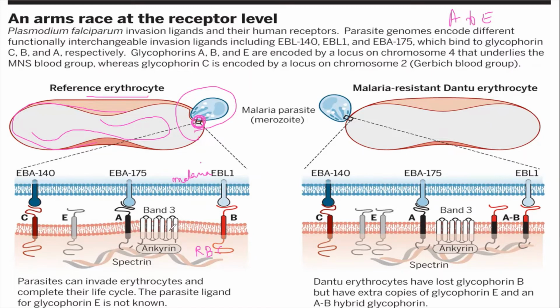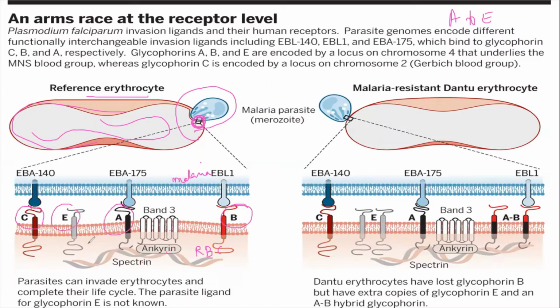What is the work of ankyrin? It keeps band 3 and spectrin connected. So ankyrin is your peripheral protein. Band 3 is your transmembrane protein or integral protein, right? Now here if you see, we have got 4 types of glycophorin: A, B, C, and E. Okay, D they have not shown.